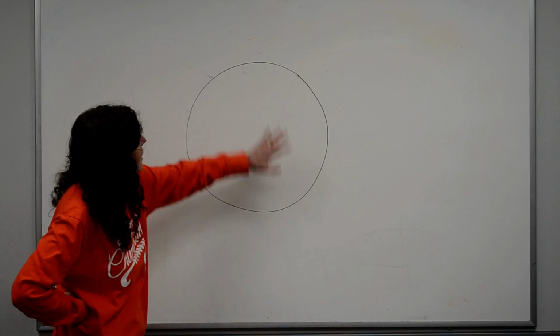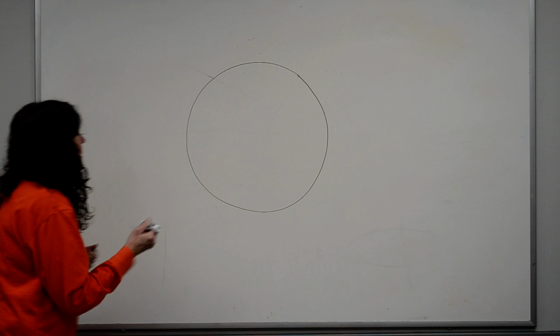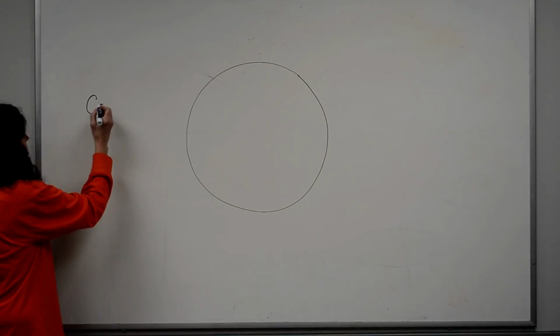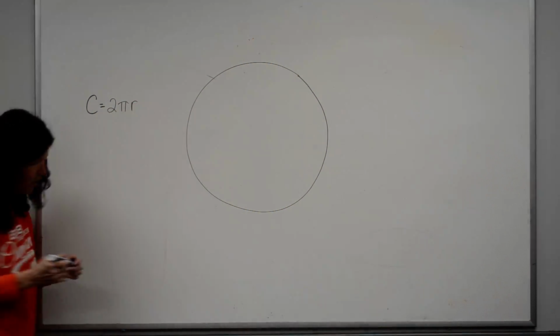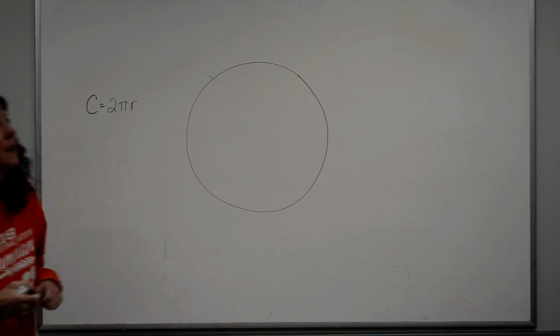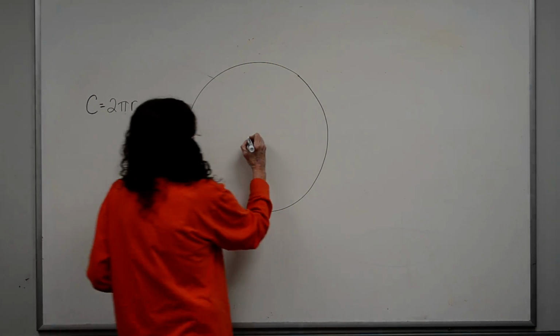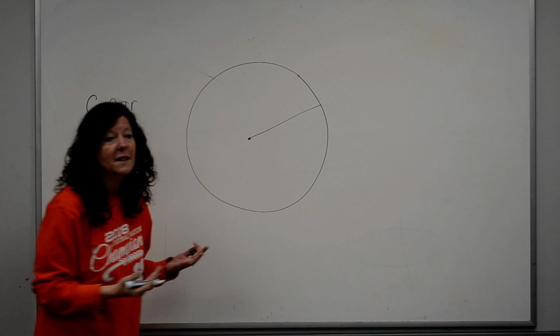If I was talking about all the stuff inside it, I would be talking about the area. Now, those two particular formulas you should know and you should know well. Circumference is equal to 2 times pi times r. What does r stand for? Radius. Okay, what do I mean when I say the radius of the circle? The distance from the center to the outer edge. Okay, so that would be the radius of the circle.